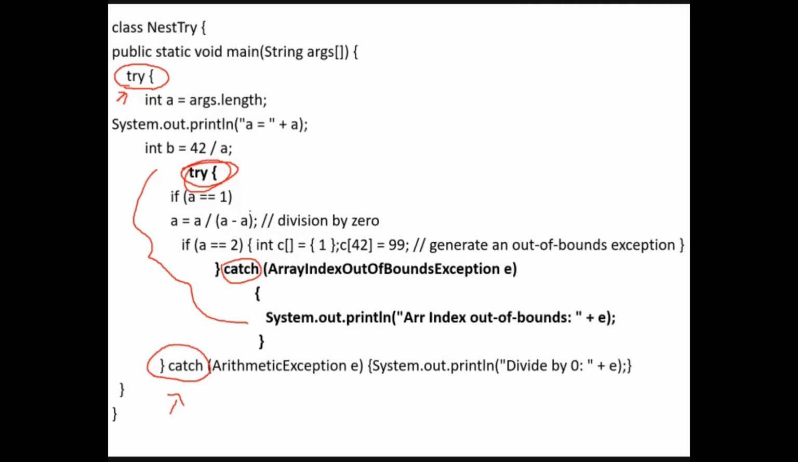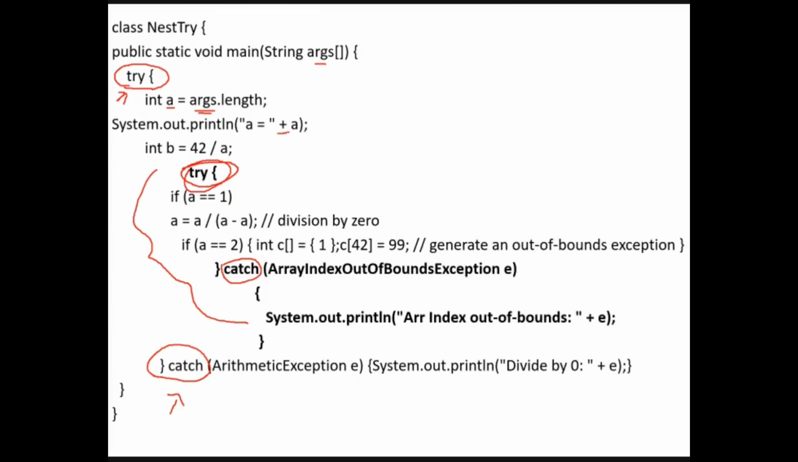In that inner try block, if any exception occurs but there is no corresponding catch block in the inner try block, then it can be handled by the outer catch block. Here I will show you an example. This is a command line argument: when I execute the program, I pass some arguments. So args.length returns the number of command line arguments.